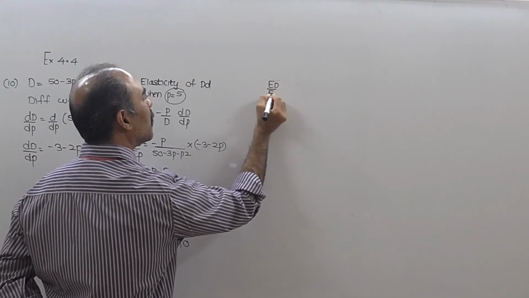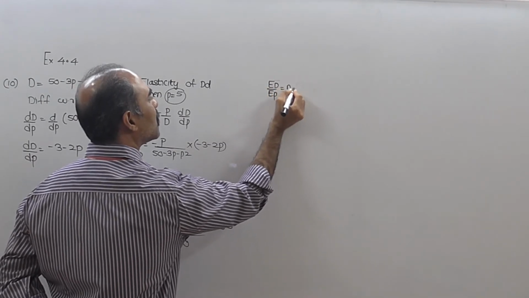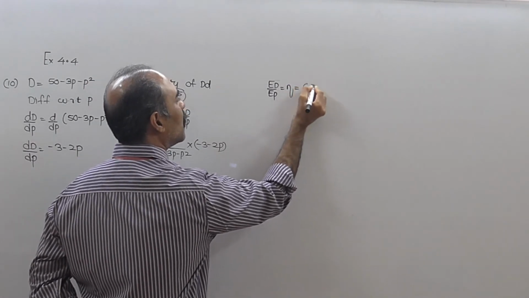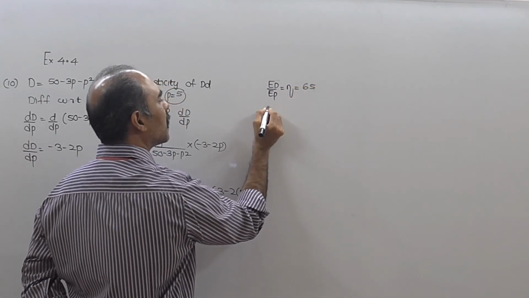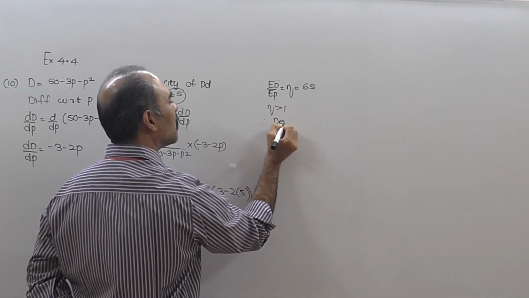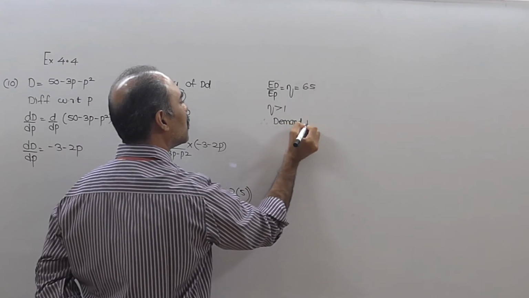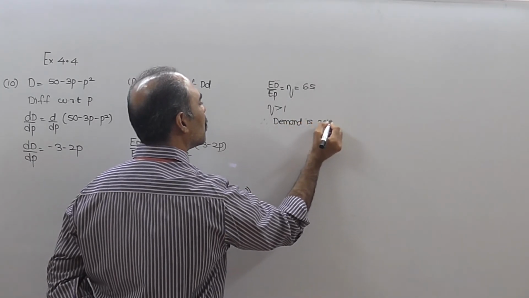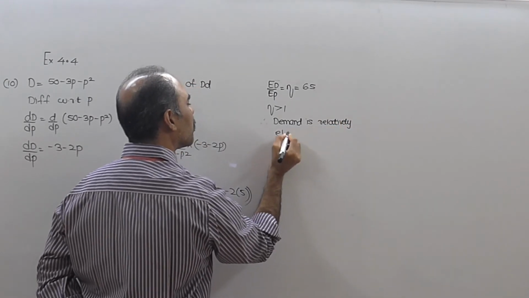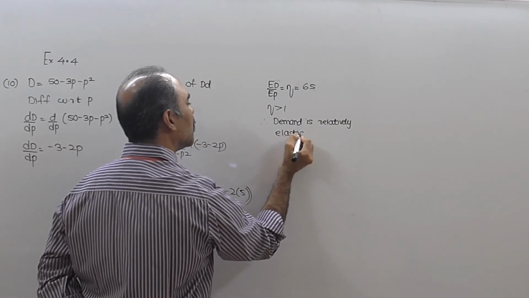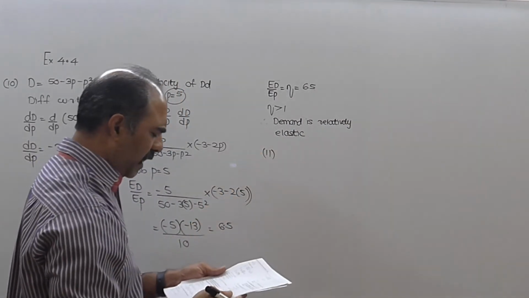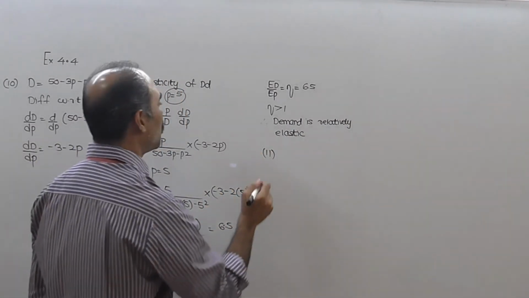ED upon EP, which is also called eta, that is elasticity of demand. Can I say that is equal to 6.5? Can I say that eta is greater than 1? Therefore, the demand is relatively elastic. Second, you have to find elasticity of demand when P equal to 2.